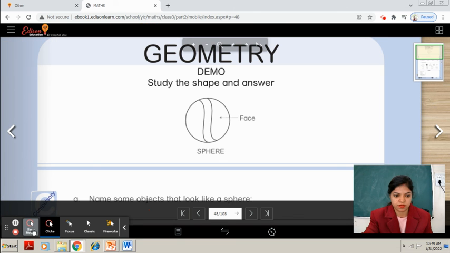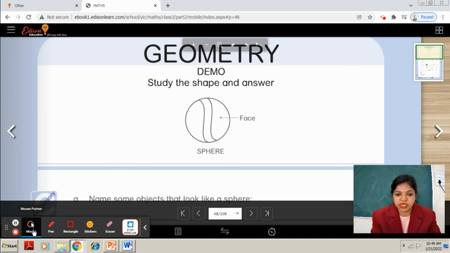So now take out page number 48. You can see on the screen that this is the shape of a sphere. Okay. This is the shape of a sphere, and in the sphere there is no side, no corner, right? It has one face that is curved. You can see, students, there is no straight line, there is no corner. It has only one face that is curved.